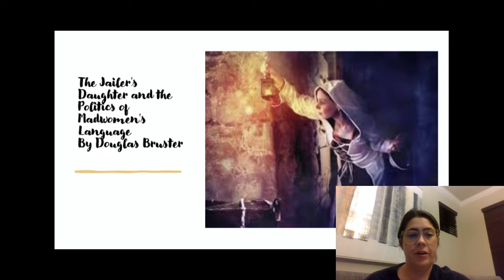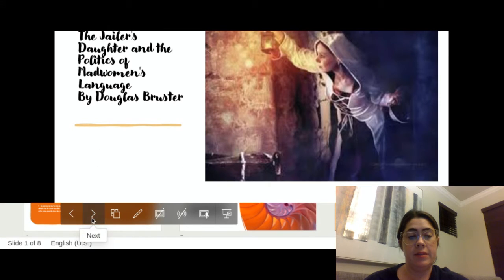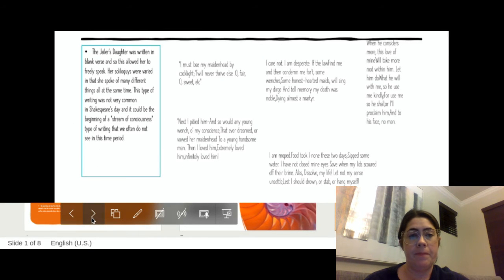The Jailer's Daughter and the Politics of Madwoman's Language by Douglas Bruster highlights the importance of the language used by one of the most strongly written female characters in Shakespeare's time. Shakespeare and Fletcher, in working together, were able to give The Jailer's Daughter the freedom of blank verse, and in doing so, allowed her to speak throughout the play in a way that was not seen before.